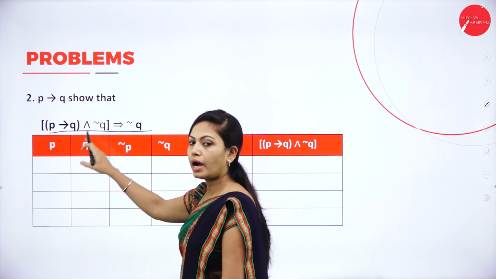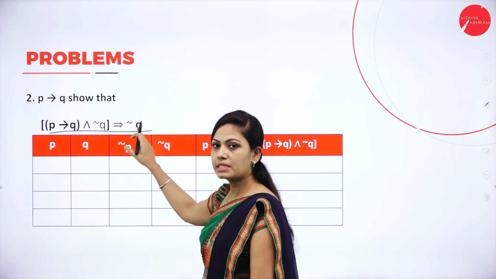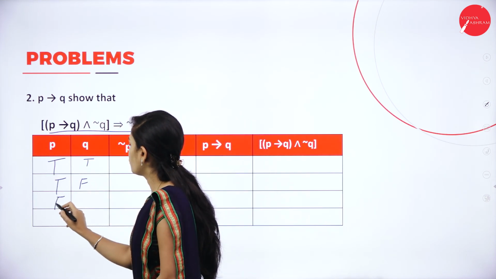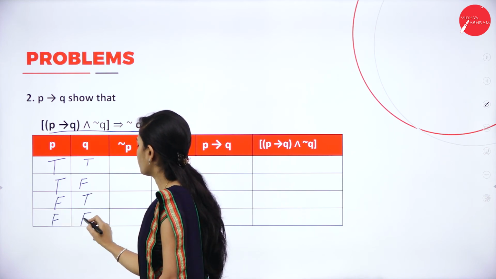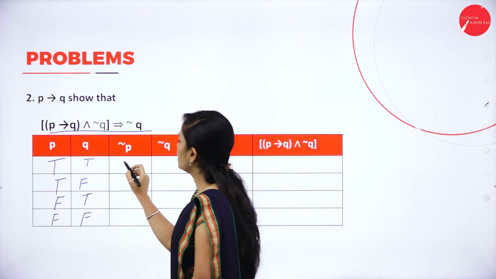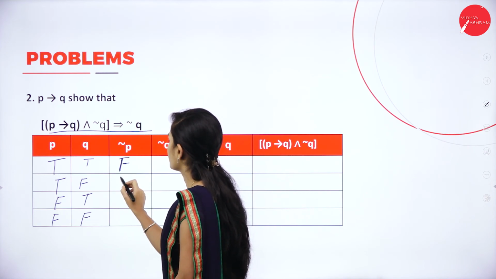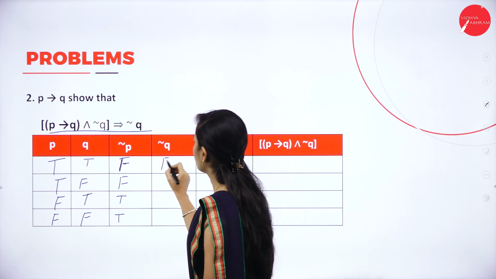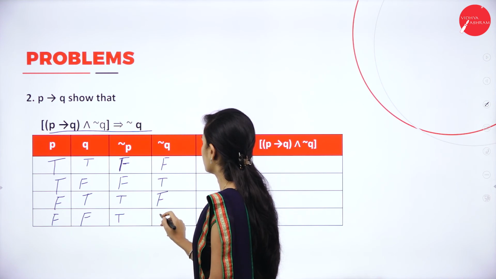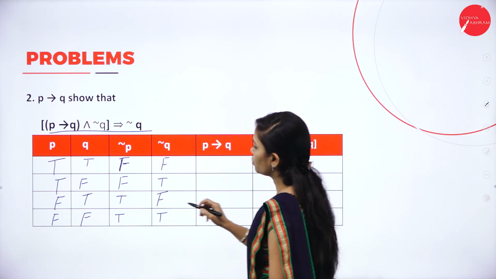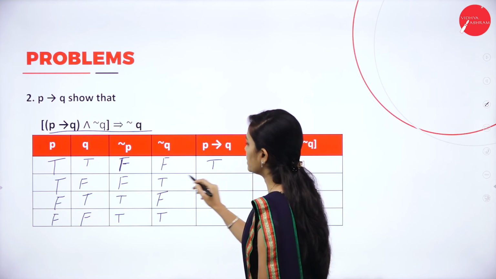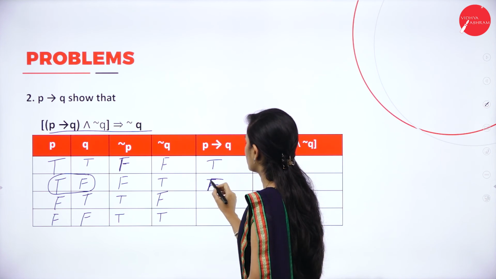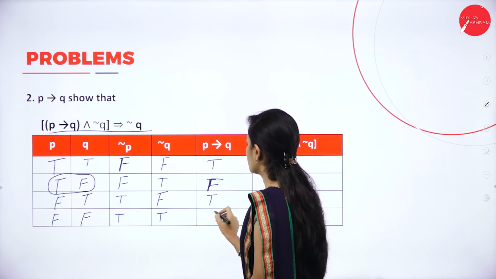And the second problem: (P implies Q) and negation Q implies negation P. So find out with the truth table. Find negation P: false, false, true, true. Negation Q is false, true, false, true. And P implies Q: all the statements are true except this true, false statement. So it is false. True, false means it is false, otherwise it is true only.